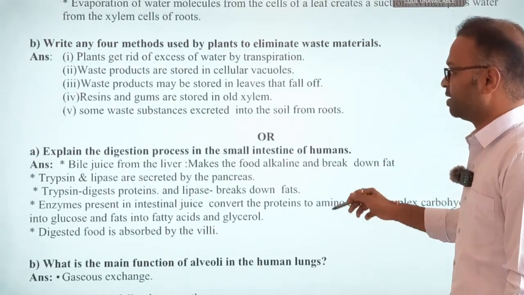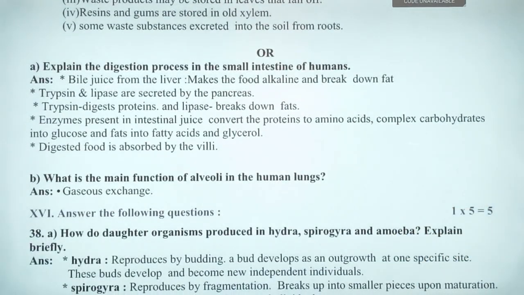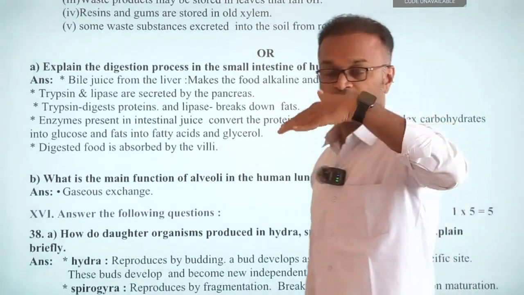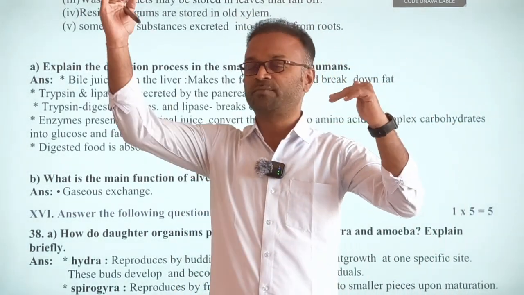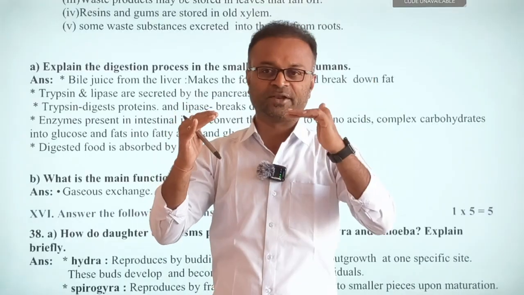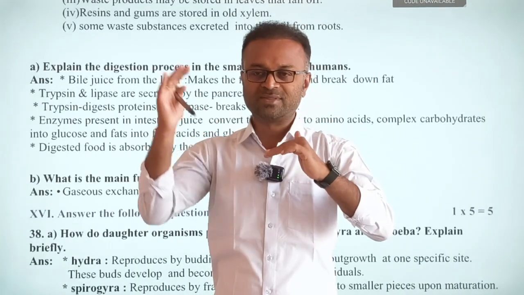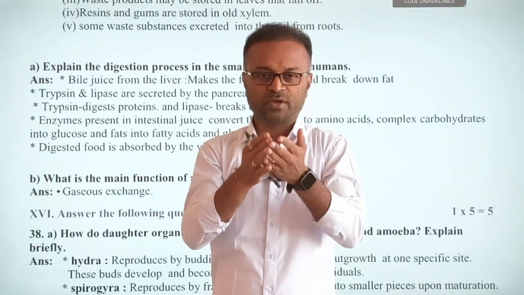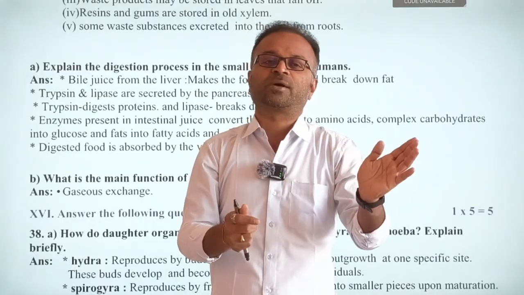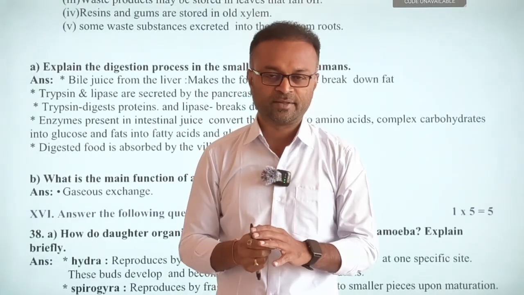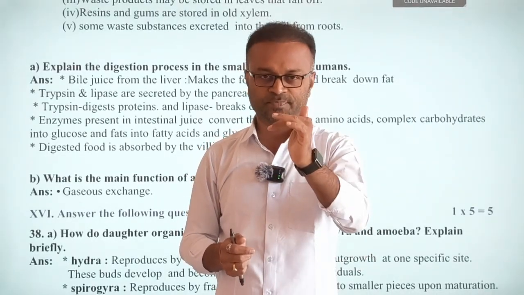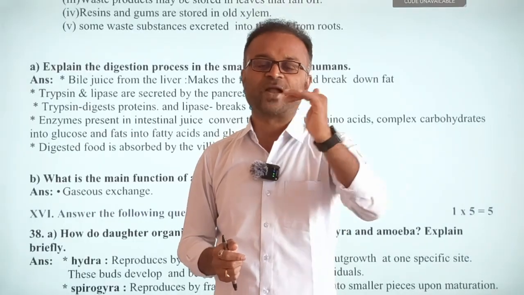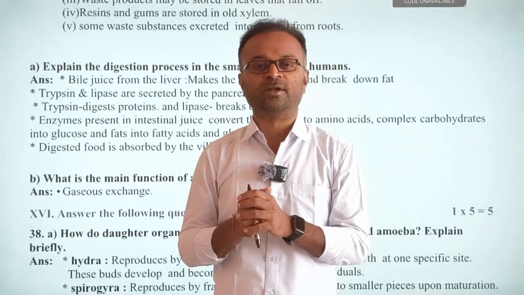Very simple. And explain the digestion process in the small intestine of humans. Okay, write it properly. The small intestine receives secretions from the liver and the pancreas. The liver secretes bile juice, which converts the acidic food coming from the stomach into alkaline. And bile salts break down the large fat globules into small fat globules.